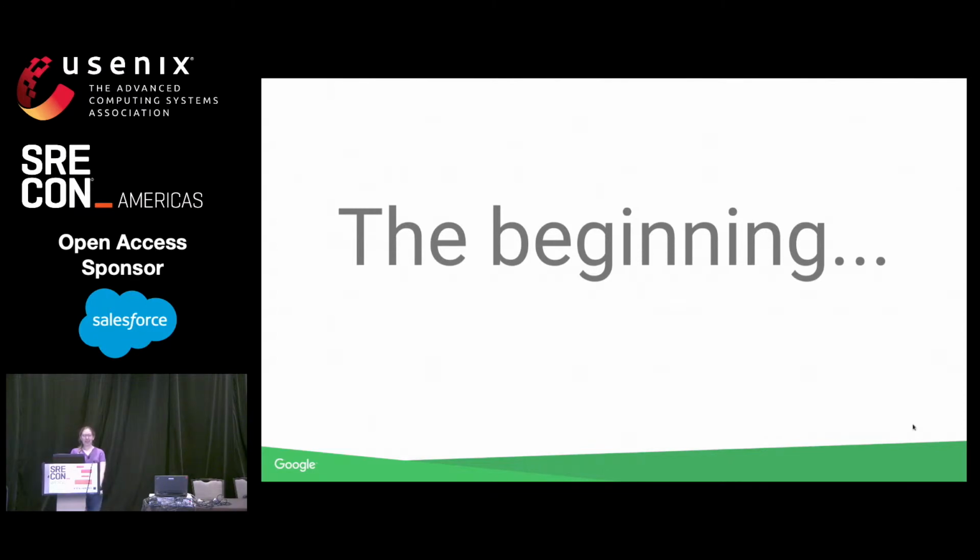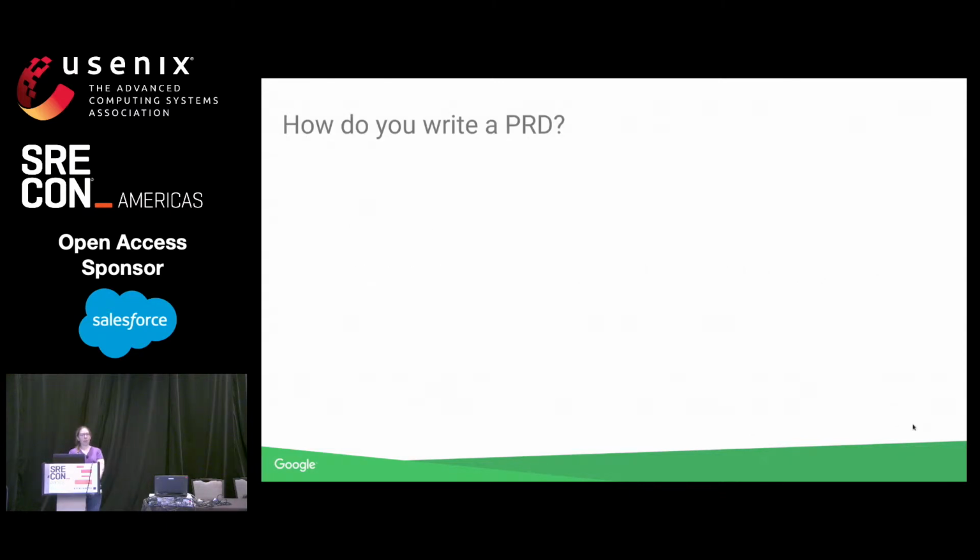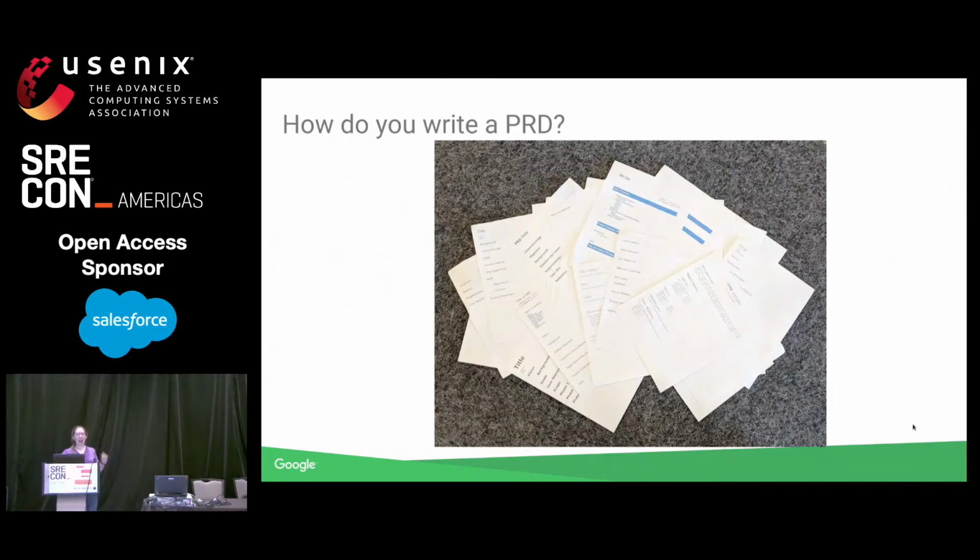So, in the beginning, I was asked to write a PRD for this service I'm creating. Now, I've never written a PRD before, so I didn't know what to do. So I looked to see if there was any place that told me how to write one. No one did that. So I went and I looked for templates. And I found templates. I found way too many templates. And I couldn't figure out what was going on.